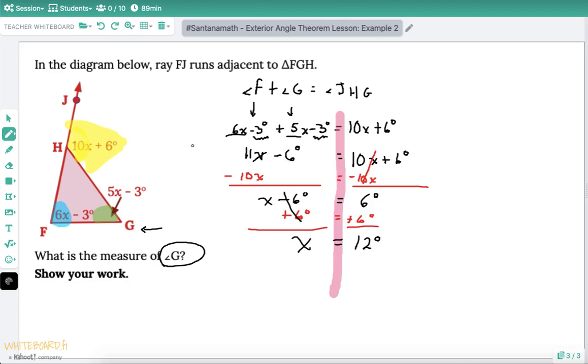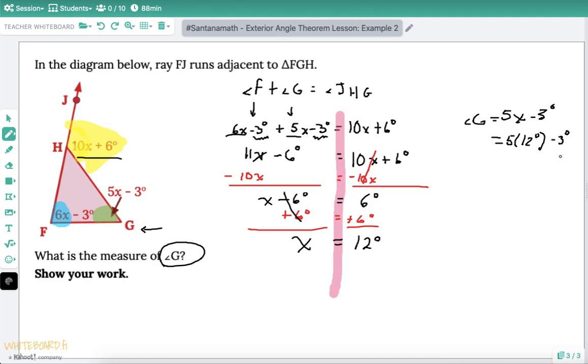Now, generally people tend to go back and use this angle to try and solve what we've been asked for, but we have to recall this is what we're looking for from the start. Angle G is what I circled in the question. So I need to use this expression, 5x minus 3. So angle G equals 5x minus 3. We know that x is 12, so this is going to be 5 times 12, and then minus 3.